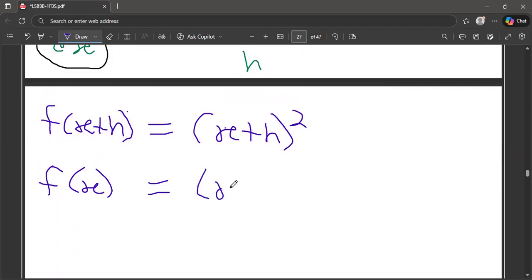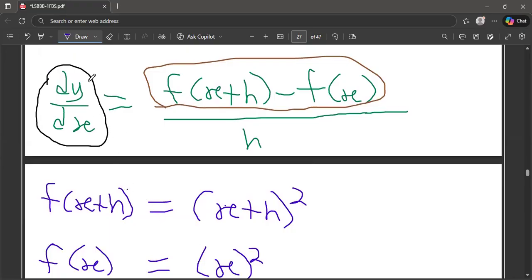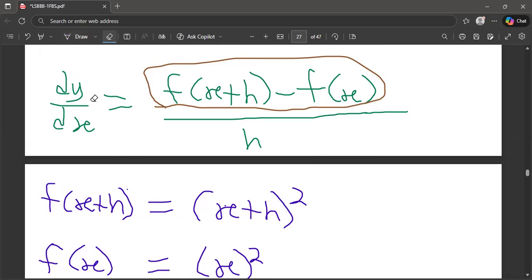I'm just going to write what? X or what? Squared. Can you see? Yes, sir. So I'm going to rewrite this whole dy dx again, and then I'm going to represent whatever you see over there.